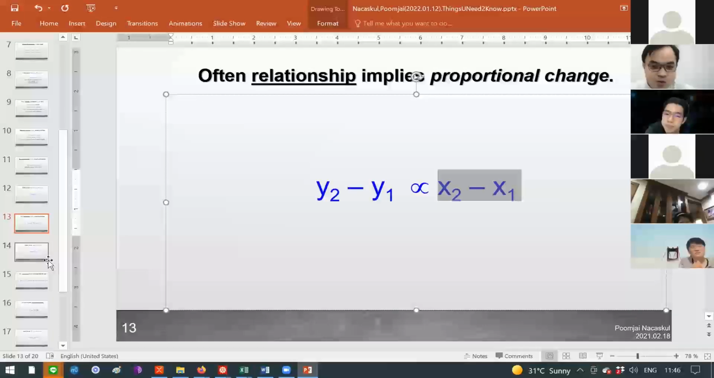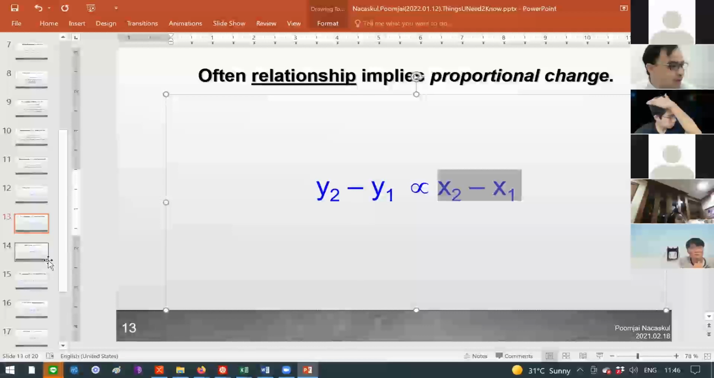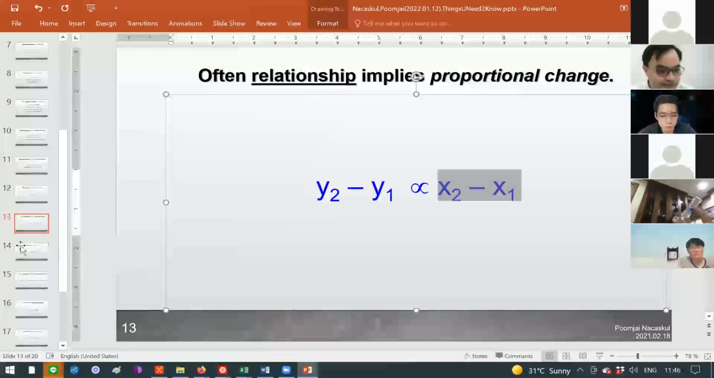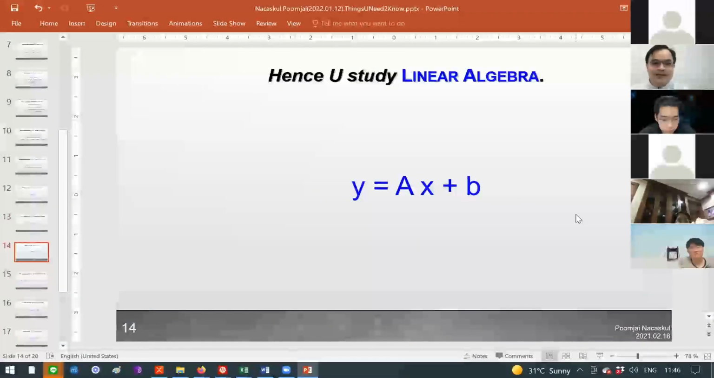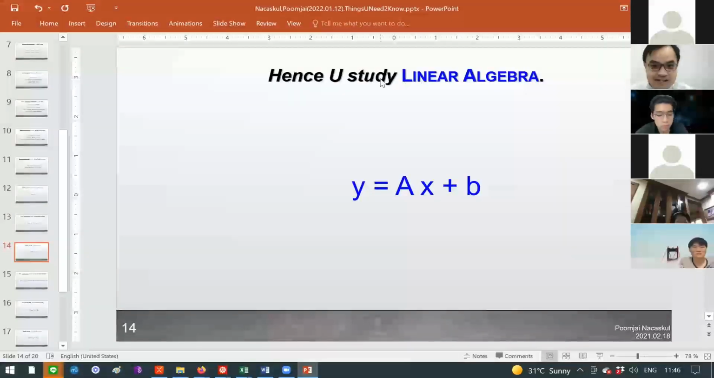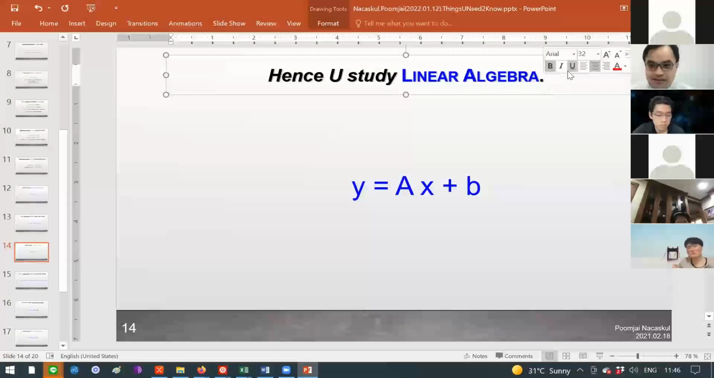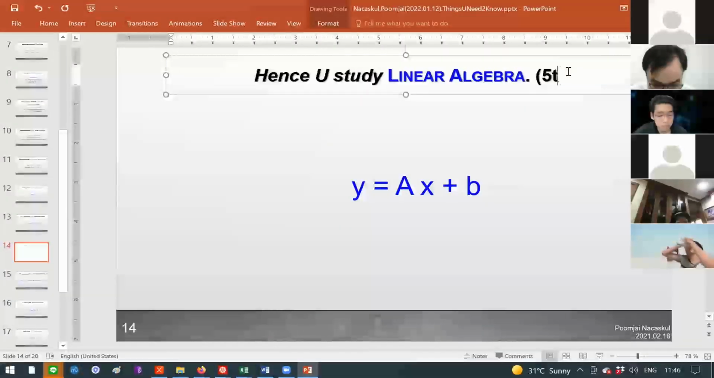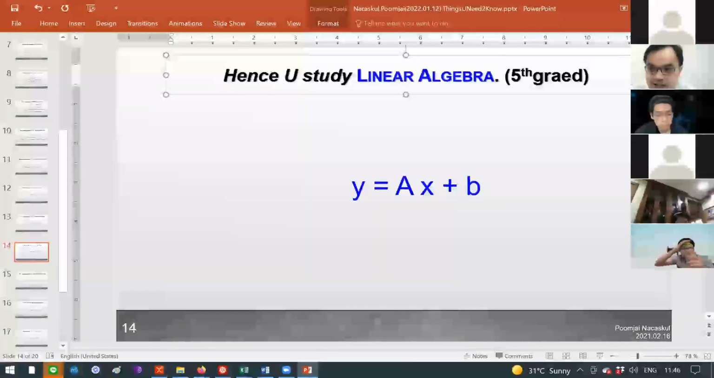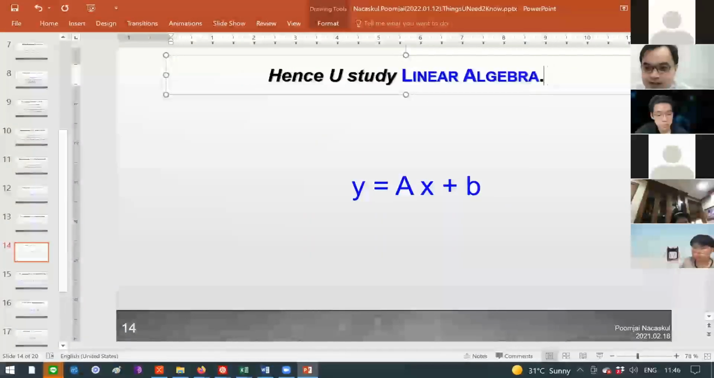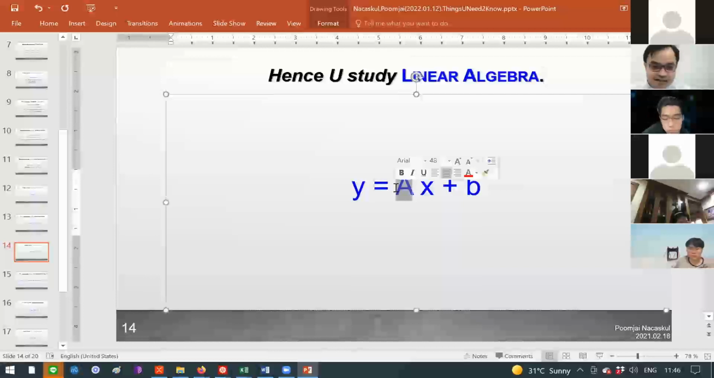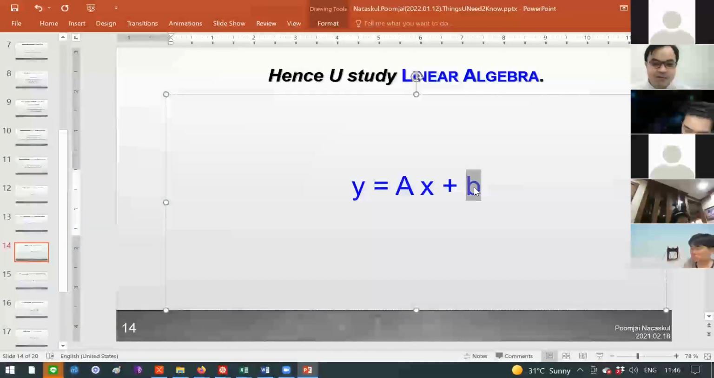When you were 5 years old, going to 6 years old, you grew a little bit. When you go to 7 years old, that's 2 years. It gives you twice as much room to grow. Maybe you grow twice as much, maybe not. But it's proportional. Then you study linear algebra. This is 5th grade, by the way, guys. So it's one form of proportionality. It has a constant proportionality. It has a starting point, right?